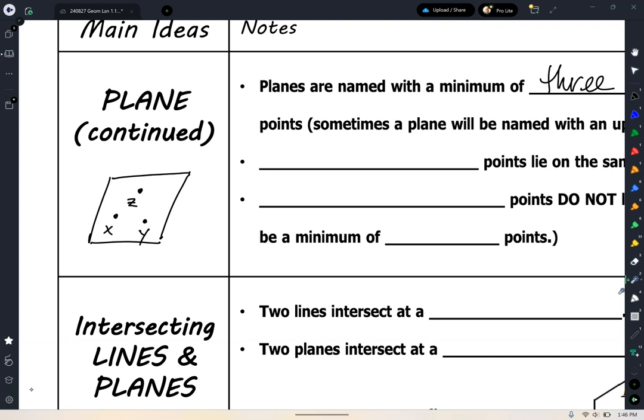If I wanted to contain points X and Z, I wouldn't need a plane. I could do that with a line. If I wanted to contain points Z and Y, I wouldn't need a plane. I could do that with a line. If I wanted to contain points X and Y, I wouldn't need that plane. I would do it with a line. That's the least, most restrictive thing that I could do.